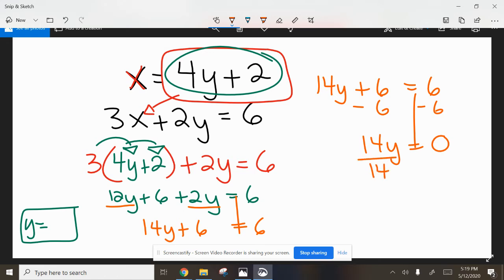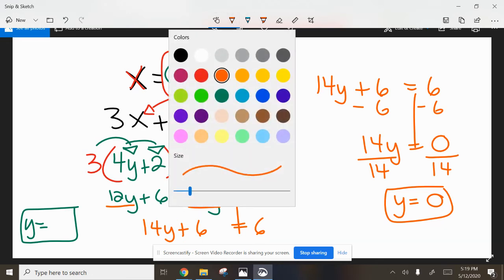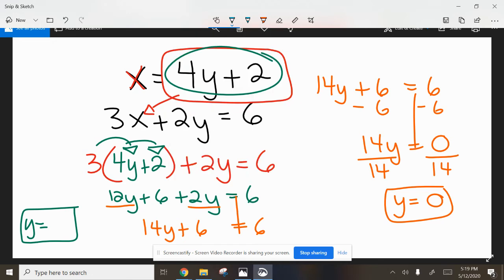Can I divide 14 to both sides? And what does y equal? y will equal 0. Okay, 14 can go into 0. How many times does 14 go into 0? 0 times. So y equals 0. And you're going to see how easy this one is. When you have to eventually figure this out, y equals 0, where does this 0 go?